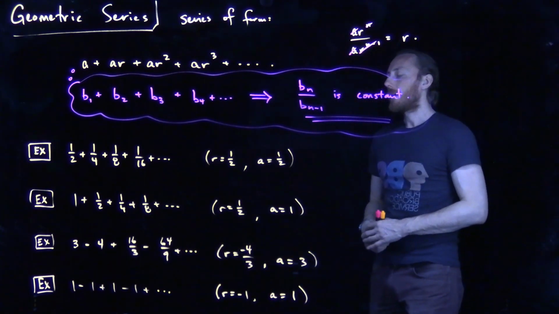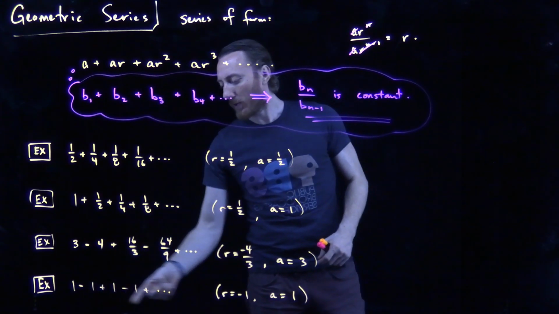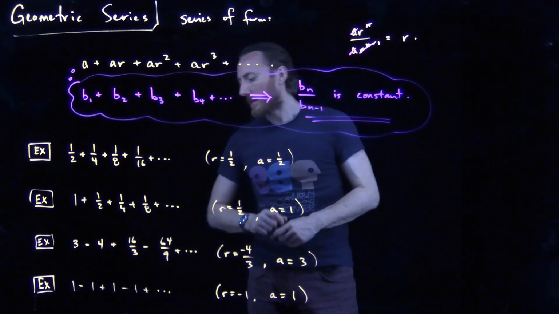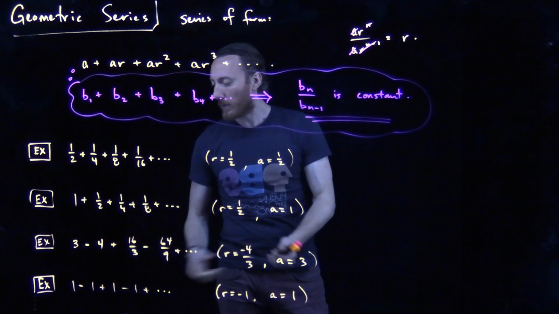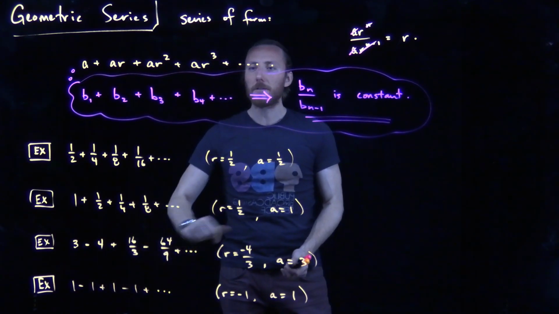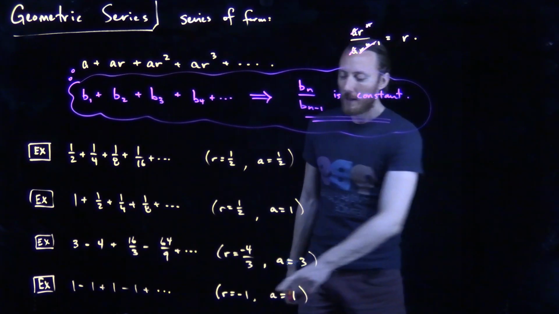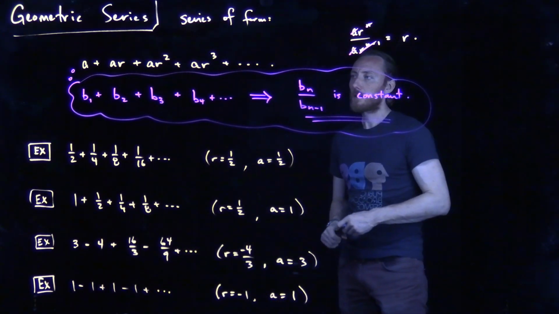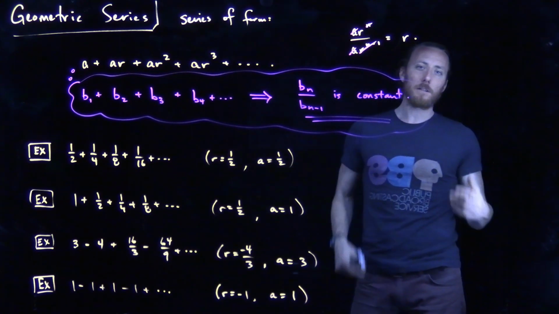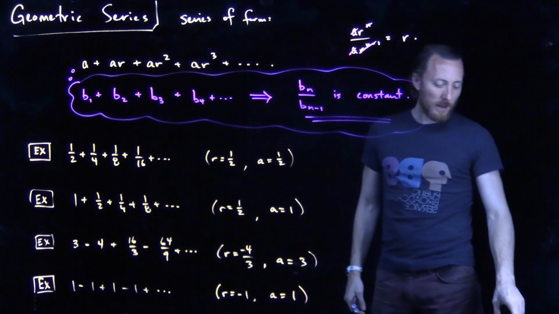Here's one that doesn't even necessarily look like you can get from one term to the next by multiplying by a number, but in fact you can: 1 minus 1 plus 1 minus 1. You can get to each next number in the series by multiplying by -1. So here the common ratio is -1, and the first number is 1. So at least we know what a geometric series is, and now we're going to look into how we can evaluate a geometric series.